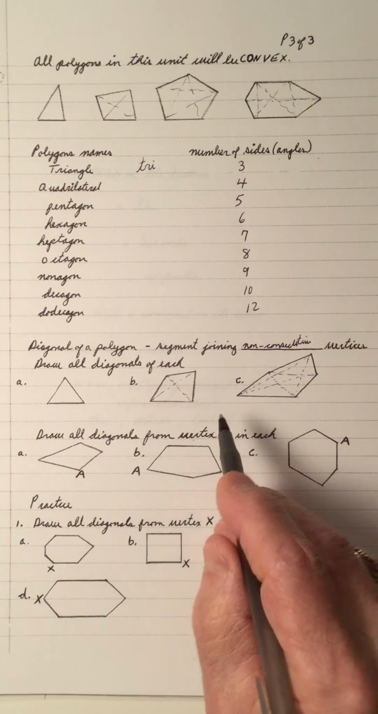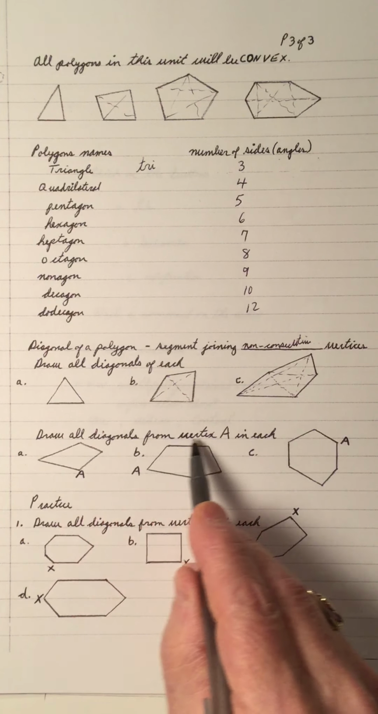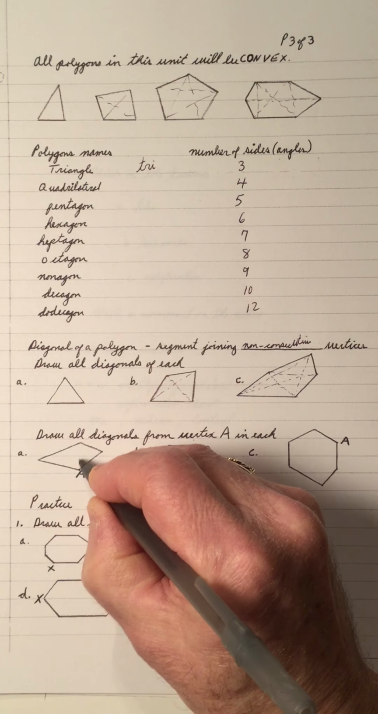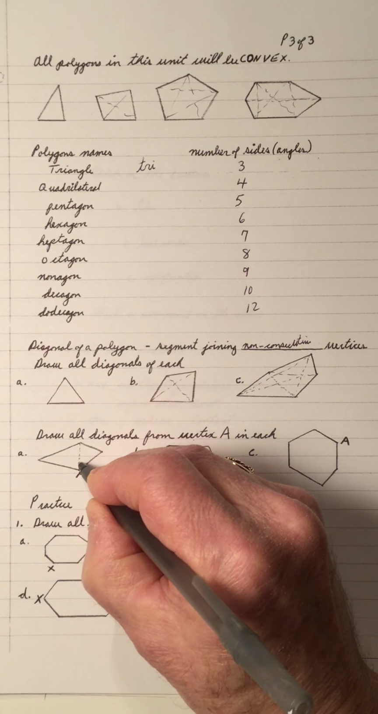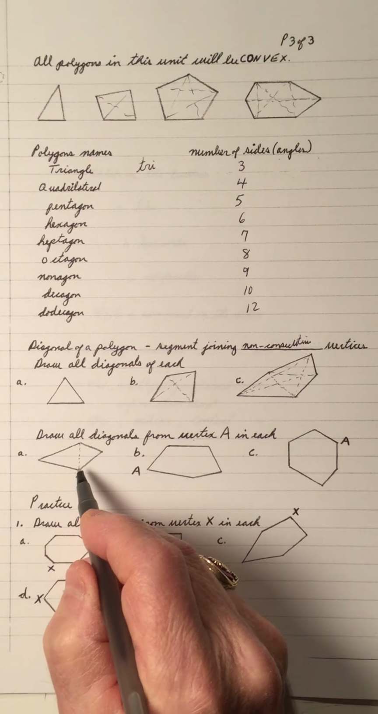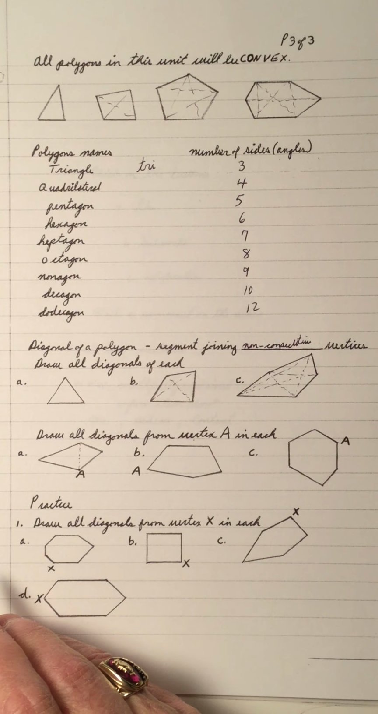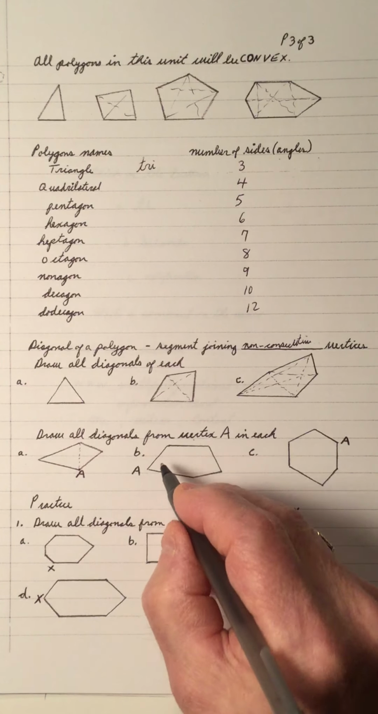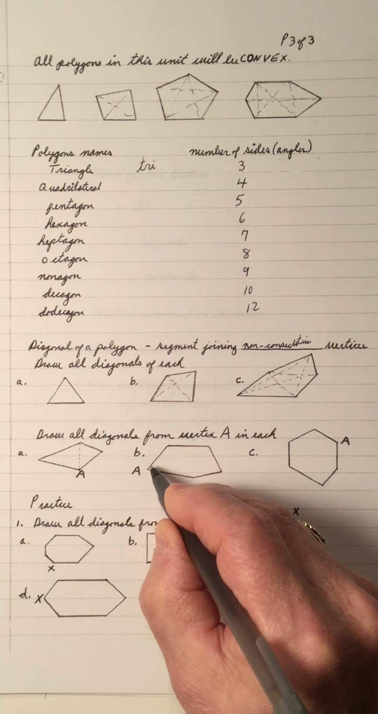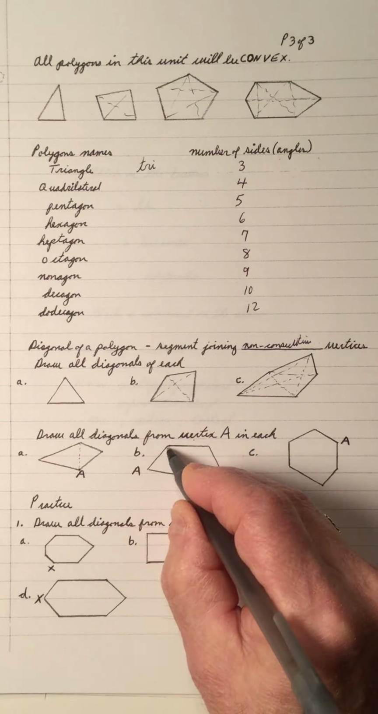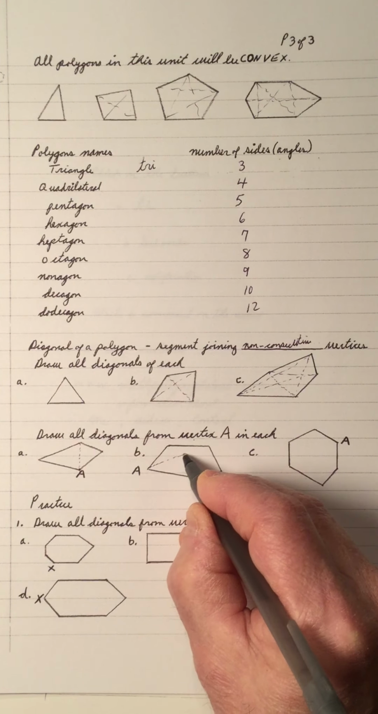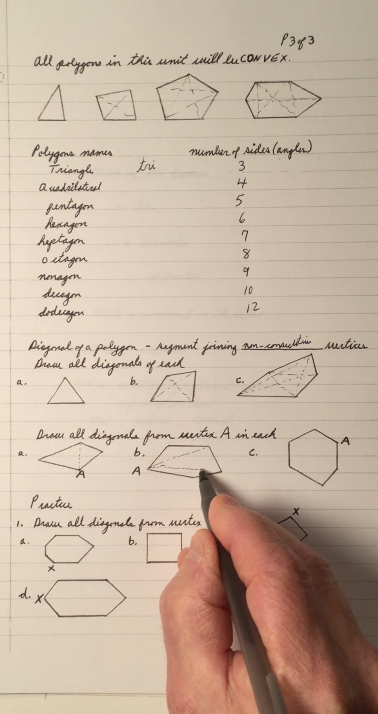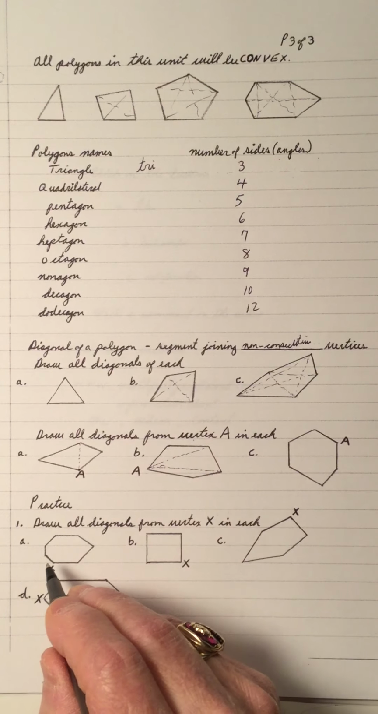Now draw all diagonals from vertex A. If I leave vertex A, then I will go to, that's the only diagonal from vertex A. There are more diagonals, but that's the only one from vertex A. In this pentagon, draw the diagonals from vertex A. Vertex A, that's a side, and that's a side. I can't use this one or this one, but I can leave and go to that one, and I can leave and go to this one. So there are two diagonals from vertex A.